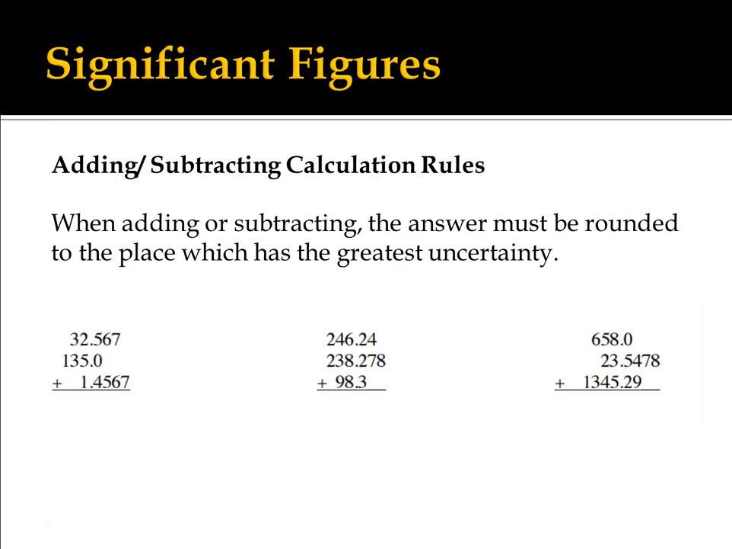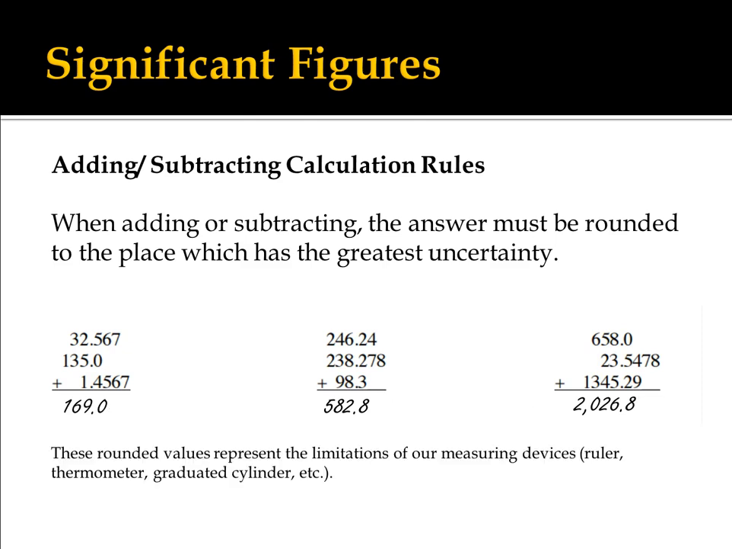So there's 3 problems there. And again, looking back at the rule for adding and subtracting, when adding or subtracting, the answer must be rounded to the place which has the greatest degree of uncertainty. So what I would do, if you don't have a calculator, is line all these up, and there's our raw answer before taking significant figures into account. If I take significant figures into account, then that is what all of those values look like.